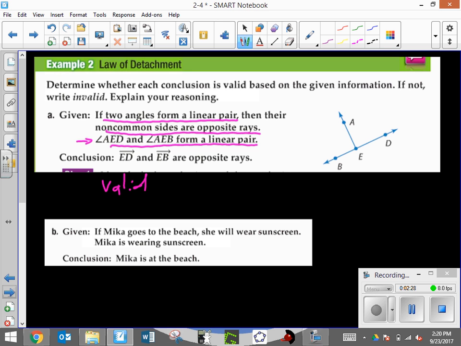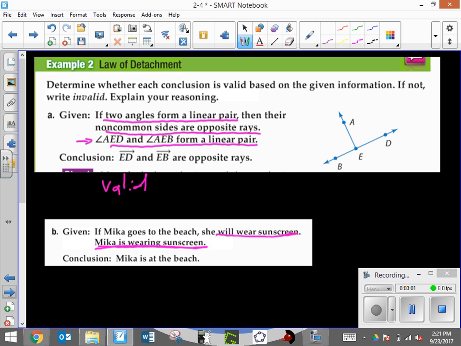Letter B. Given: if Micah goes to the beach, she will wear sunscreen. Seems like a very smart choice. The example now that they give us is Micah is wearing sunscreen. The conclusion that they would like to make is Micah is at the beach. Notice what they did on this one. Micah is wearing sunscreen. That's not fitting the hypothesis anymore. That is coming over here to the conclusion.